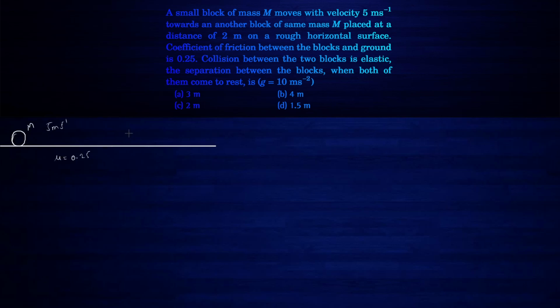There is an identical mass m at a distance of 2 meters. This is 2 meters. So after the collision, let this be 1 and this be 2. After the collision, let this be our scenario.